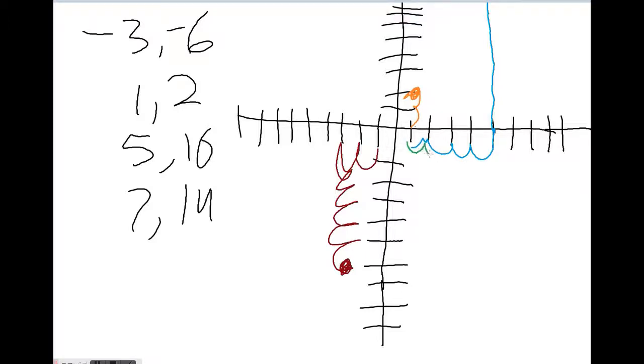Next is (7, 14). Let's count up to 7: 1, 2, 3, 4, 5, 6, 7. Then we go up 14: 1, 2, 3, 4, 5, 6, 7, 8, and all the way up to 14. That'll be the next point. Okay, so that's the answer for all those.